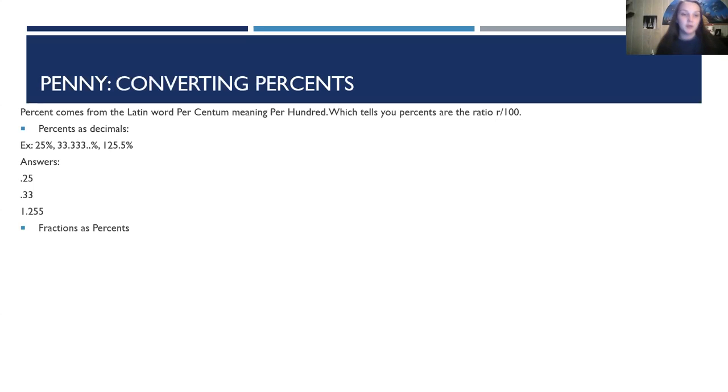You can also do fractions as percents. We'll do 1/8, 1/3, and 16 over 5. Suppose that 1/8 equals R% equals R over 100. So R equals 100 times 1/8 equals 12.5%. And so on, you do the same thing for each one. It's 33 1/3% and then 320% for 16 over 5.